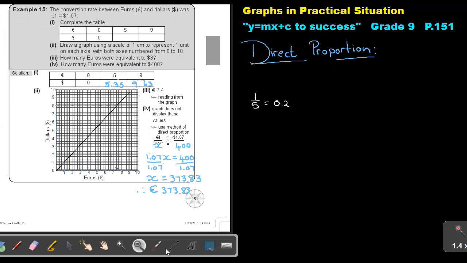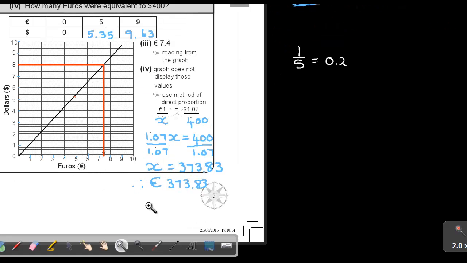Now I will say to you, how many euros were equivalent to $8? So I just go to 8. Let me just draw that line in for you. So at $8, and where it crosses, I just go straight down. And now I'm going to make it bigger again. So it's 7. The scale is exactly the same as the previous one. So 7.2, 7.4. It's just an approximation. It's not accurate.